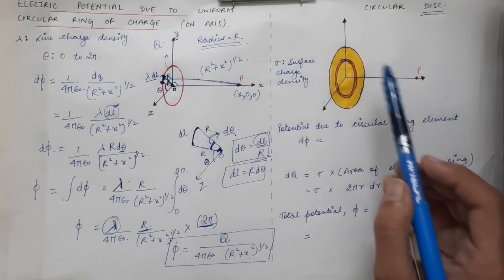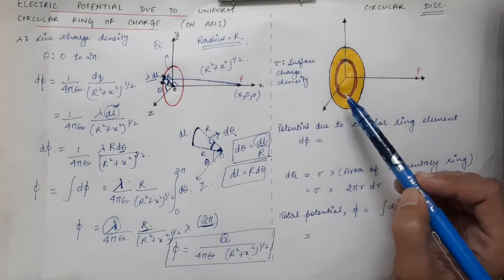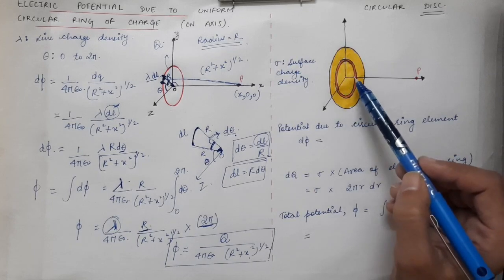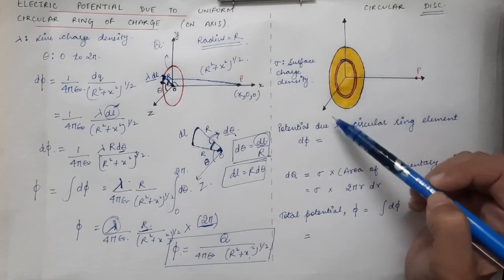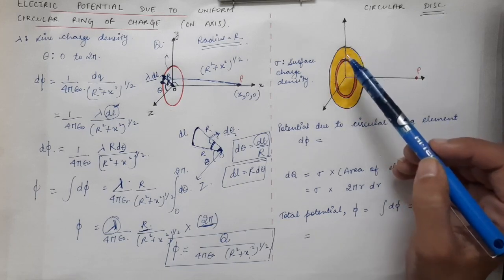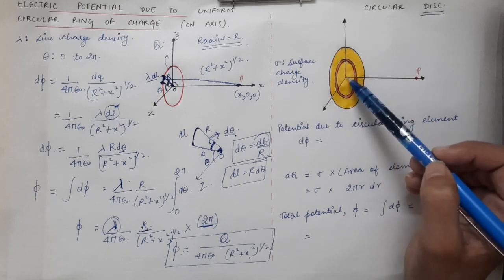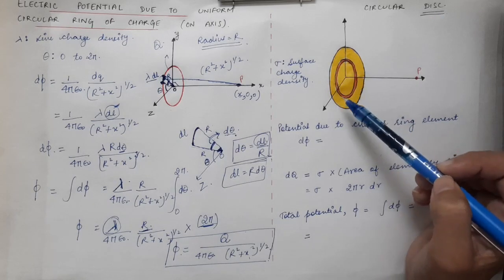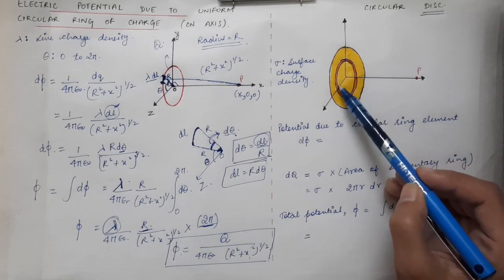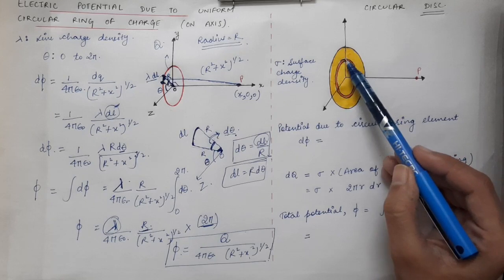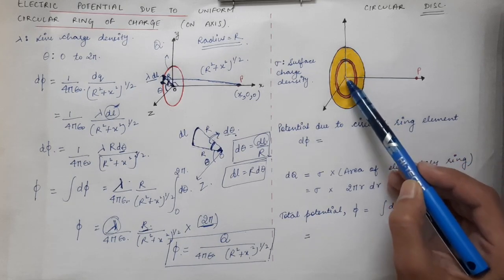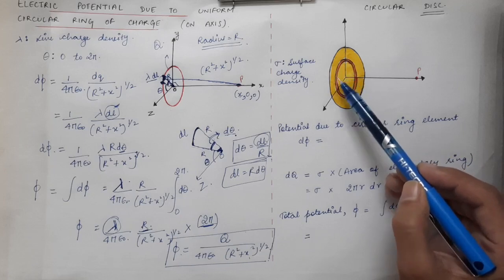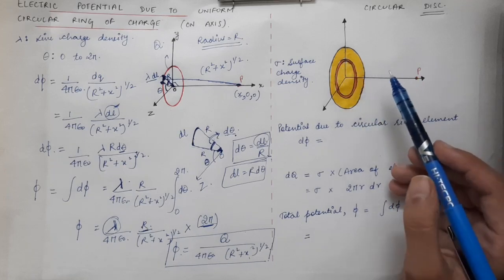First of all we will divide this circular disc into a number of small circular rings. This circular disc will be divided into an infinite number of circular rings. This orange portion shown over here is one circular ring. In the same manner we can divide this whole circular disc into an infinite number of circular rings.